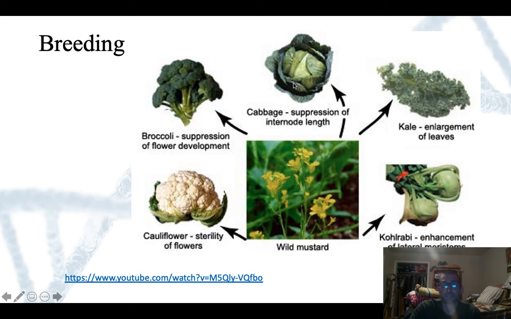Cabbage, we bred for suppression of internode length. So again, nodes are where you have a stem or a flower that would branch out, or a bud, and internodes are the space between them. We suppress that, and that results in cabbage. Kale, an enlargement of the leaves. Kohlrabi, an enhancement of the lateral meristems, right? So all of these are the same species, and they're all essentially related to wild mustard, and we have just, through generations, bred these plants to produce traits that we wanted, and essentially the different vegetables that we see here.